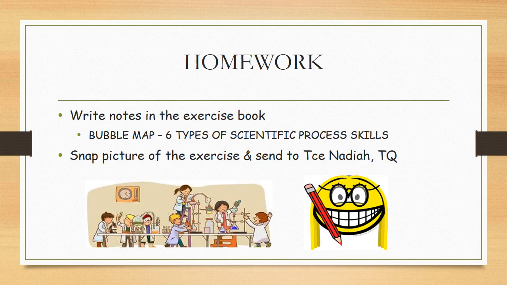Homework for today. Please write notes in your exercise book, the big book. Please draw the bubble map, which consists of 6 types of the science process skills. And then snap the picture of the exercise. Then send to Teacher Nadia, okay? Don't worry, we will learn more about all of these science process skills in detail later. Today is just an overview of this topic.